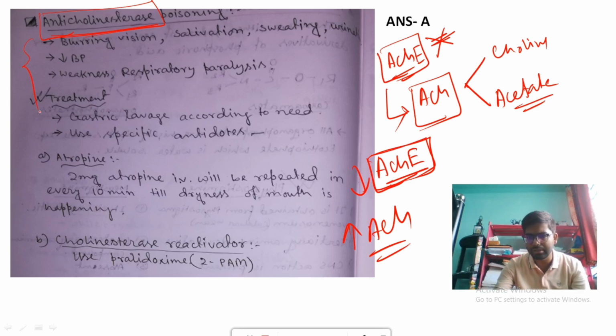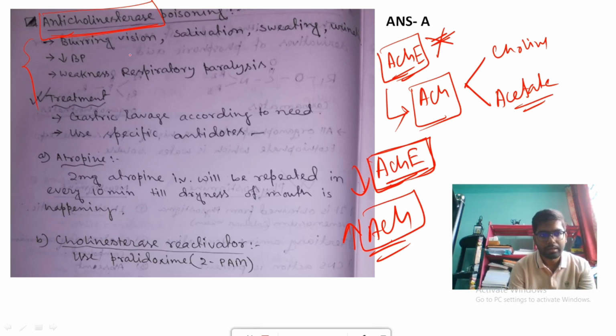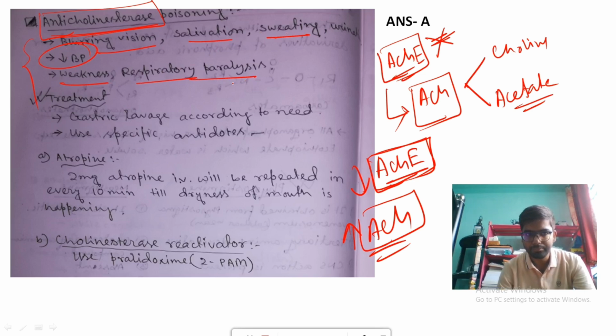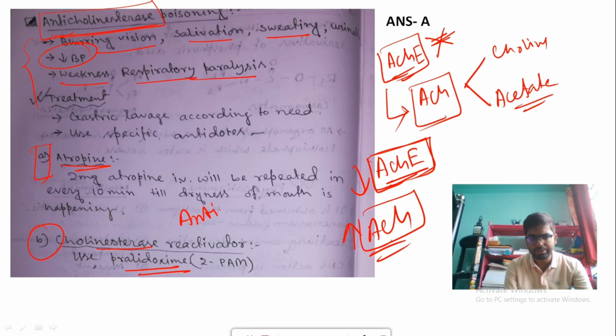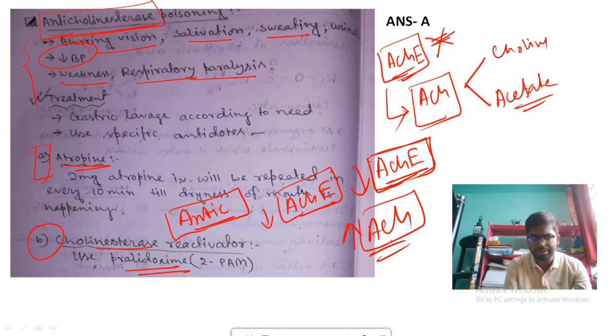In case you are taking an anticholinesterase drug in huge amounts, the amount of acetylcholine will increase in your body, and blurring of vision, salivation, sweating will be there, blood pressure will be reduced, weakness and respiratory paralysis will be there. The specific antidote for the treatment of anticholinesterase poisoning is atropine, and the cholinesterase activator pralidoxime is also there. You are taking an anticholinesterase drug, and this drug is going to reduce the amount of acetylcholinesterase enzyme. The acetylcholinesterase enzyme is responsible for the breakdown of acetylcholine.